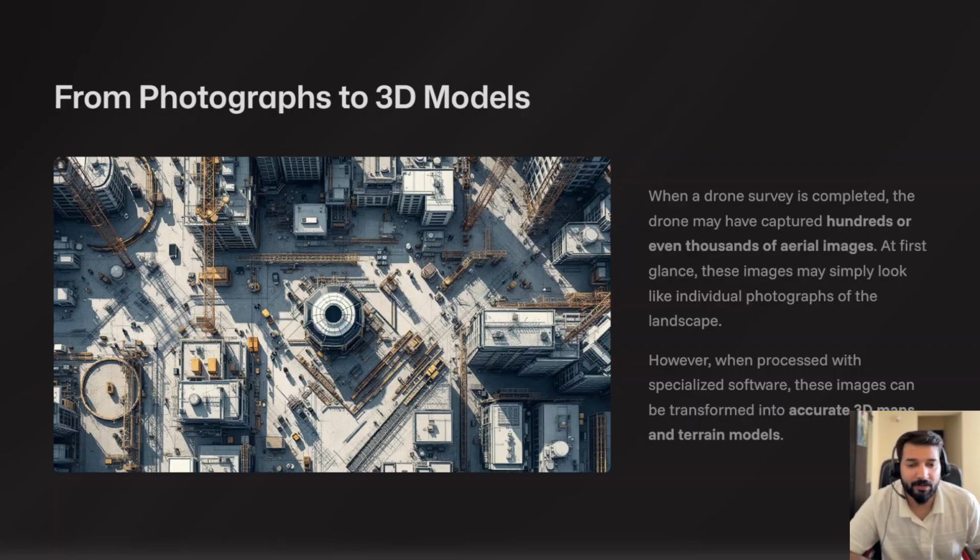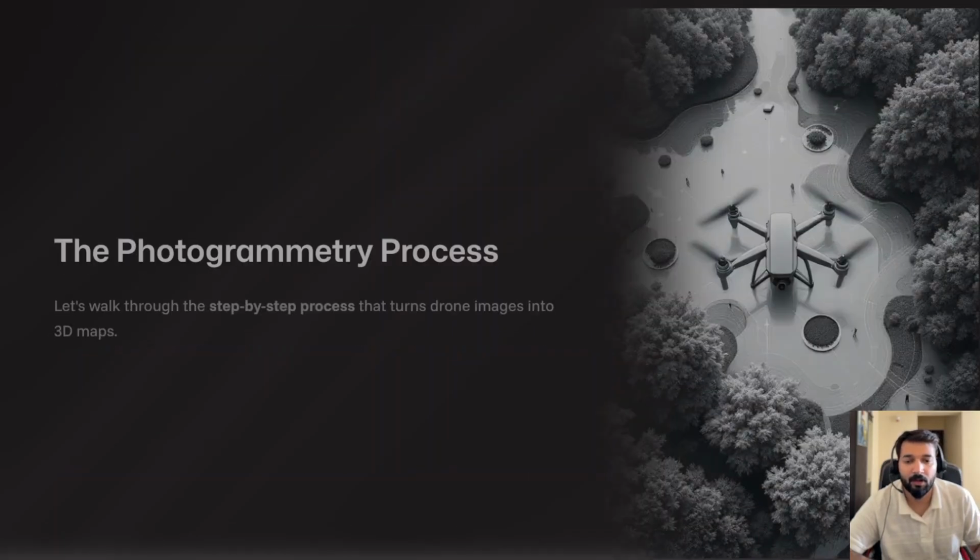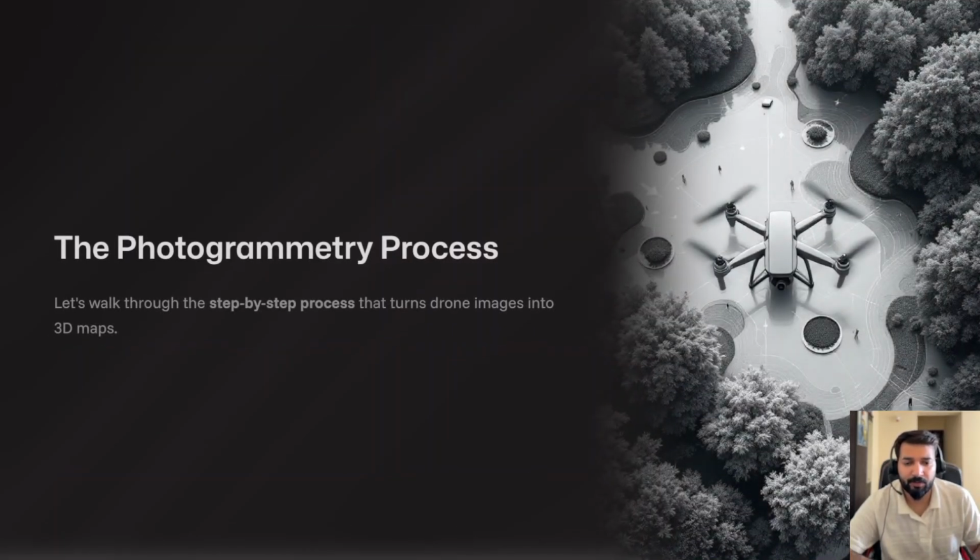When a drone survey is completed, the drone may have captured hundreds or even thousands of aerial images. At first glance, these images may simply look like individual photographs of the landscape. However, when processed with specialized software, these images can be transformed into accurate 3D maps and terrain models. Let's walk through the step-by-step process that turns drone images into 3D maps.